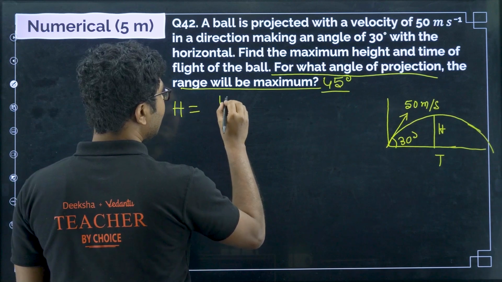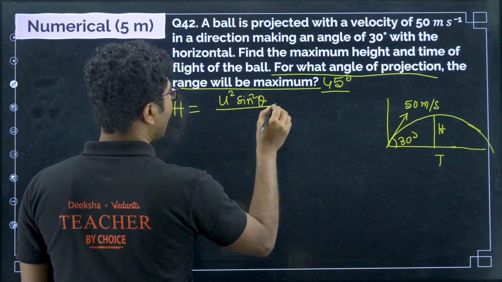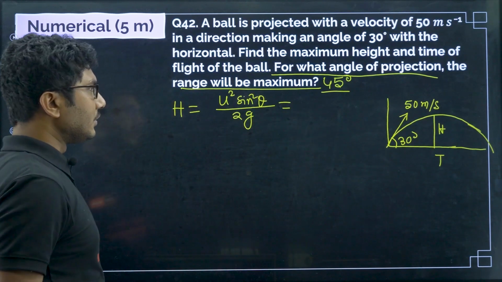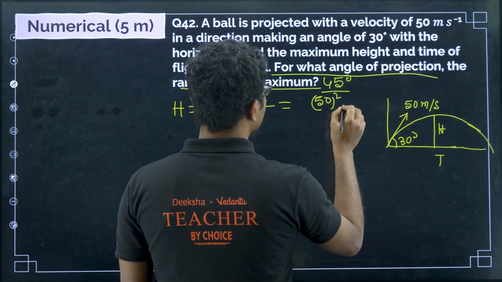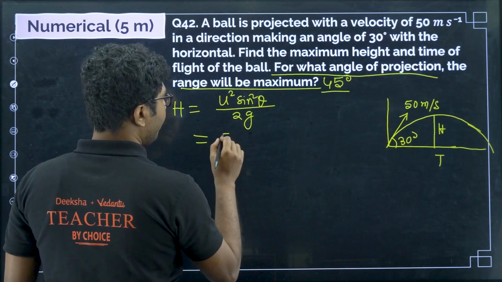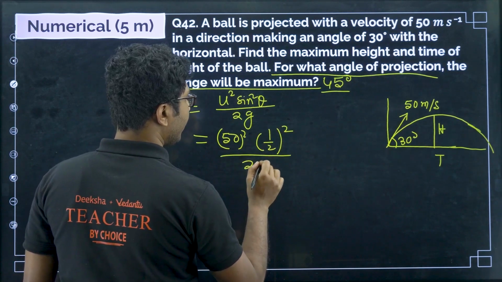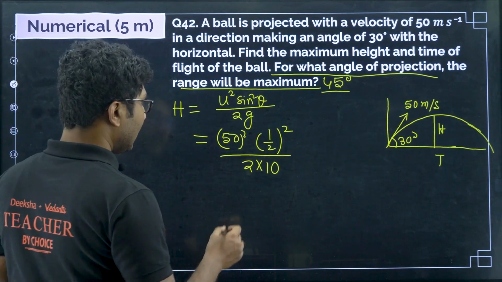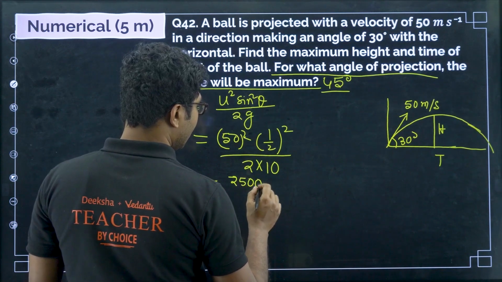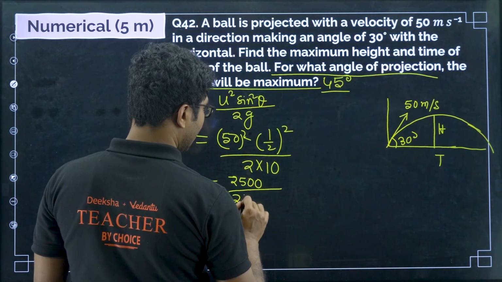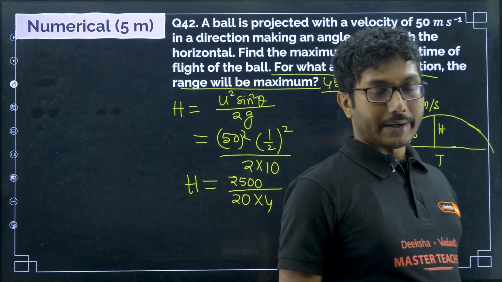So, maximum height is basically u square sin square theta by 2g. Maximum height: u square is 50 square, sin square means sin 30 whole square, divided by 2 into 10. You can take g as 10. I will not do the final calculation, that is up to you: 2500 divided by 20 into 4. This calculation you have to do, that is the maximum height attained by the projectile.